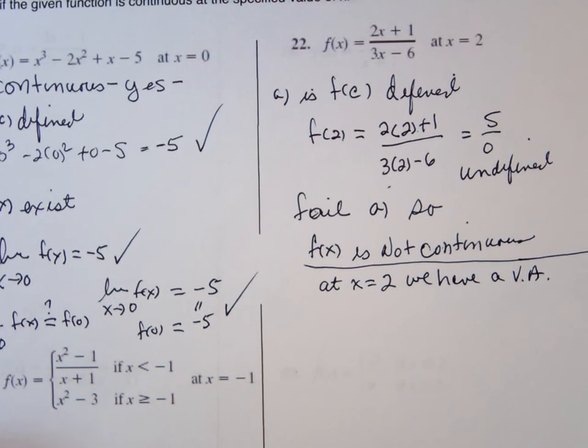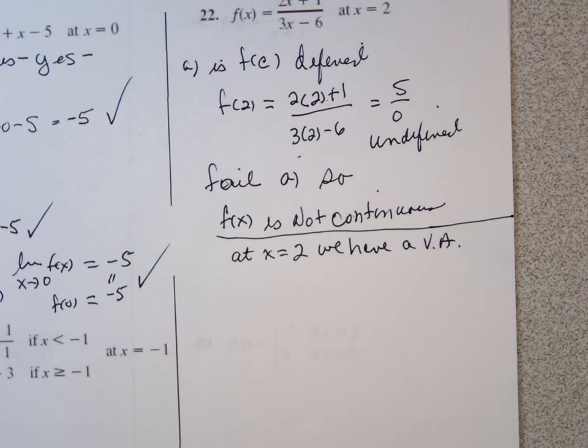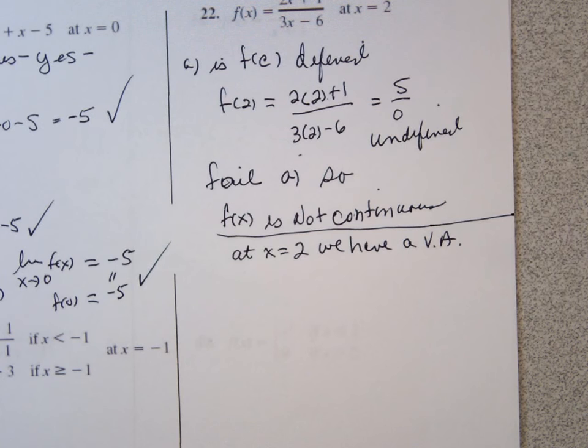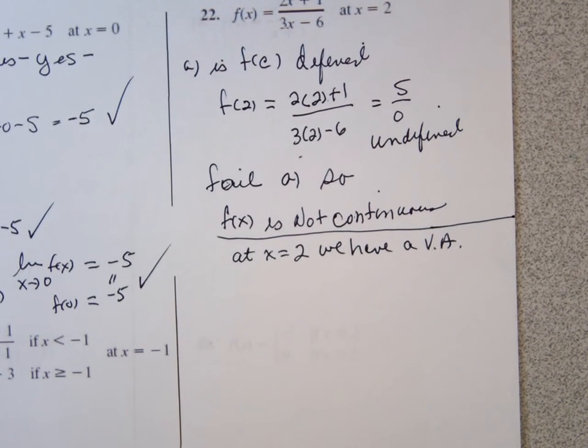We have VA. So we don't have to do any more. Once we know it's failed one of the three, it's done. So I failed the first one, don't have to do the other two. It only has to fail one of the three. All three must be true.